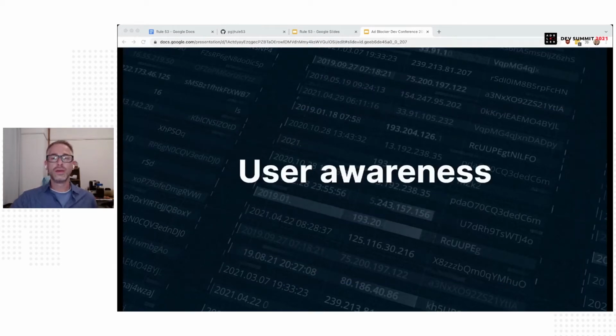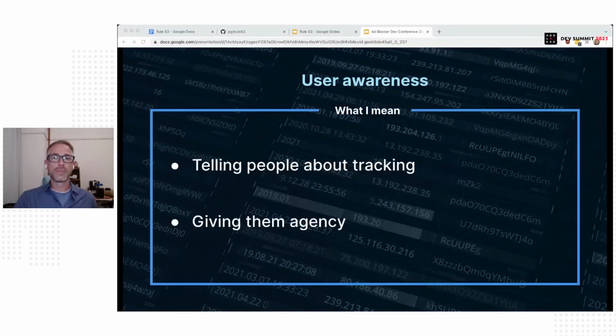So, user awareness. What I mean by user awareness is pretty simple. Basically, telling people about the tracking that's going on and all the stuff that's being tracked about them, and giving them some agency to decide what to do about that. There are some great products out there that block tracking, and my actual block list helps with that sometimes. There are things like Brave and DuckDuckGo and all the privacy focused products out there. But what I want to do is talk about letting people know about it.